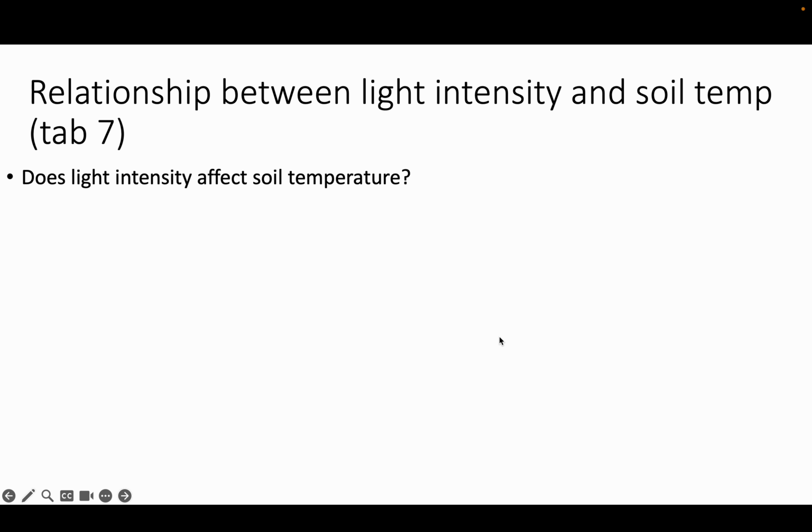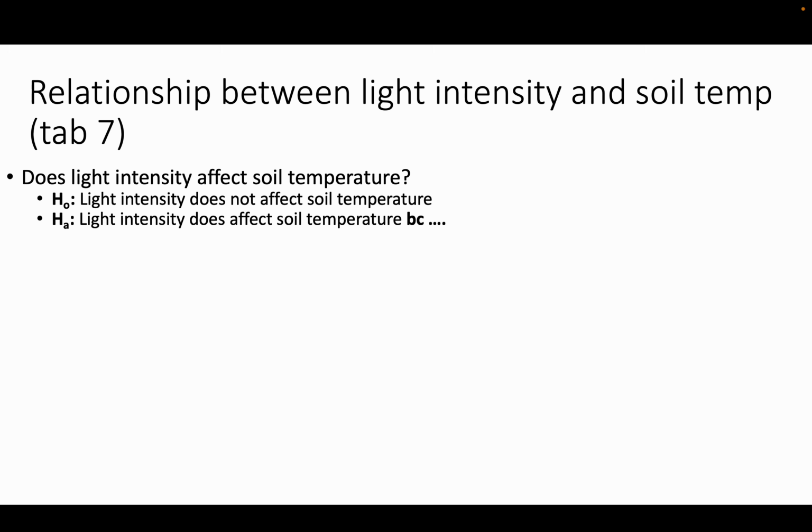All right, so now the second part of our statistical analysis test is to see the relationship between light intensity and each abiotic factor. The first one you're going to look at is the relationship between light intensity and soil temperature. So essentially the question here is, does light intensity affect soil temperature? Your alternative hypothesis now would be that light intensity does affect soil temperature. We hypothesize that as light intensity increases, soil temperature can also increase.